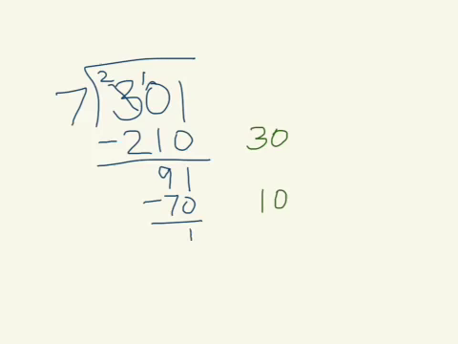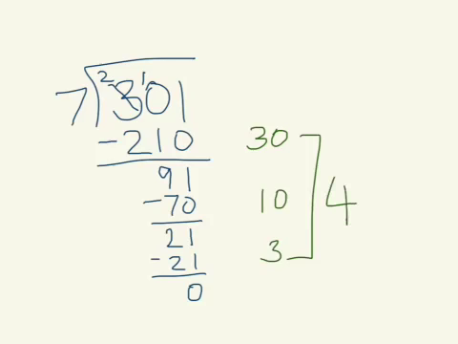1 minus 0 is 1. 9 minus 7 is 2. Oh, hey, 21. I recognize that from my 7 times table. And I know that 7 times 3 is 21. All right, so I'm left here with no remainder. And if I add these up, 30 plus 10 is 40. 40 plus 3 is 43.